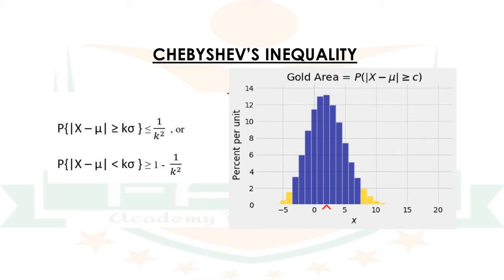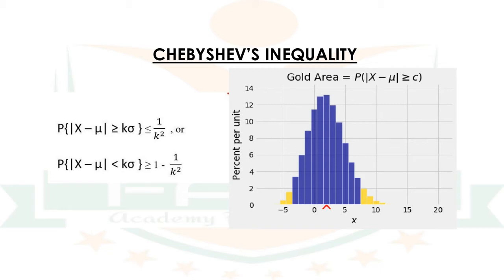Notice that modulus of X minus mu greater than or equal to k sigma is the total of two tail probabilities. That is, the difference of the random variable from the mean is greater than k times the standard deviation. Such points occur at the tail of the graph or they are the extreme values. The probability of such a point is less than or equal to 1 by k square.